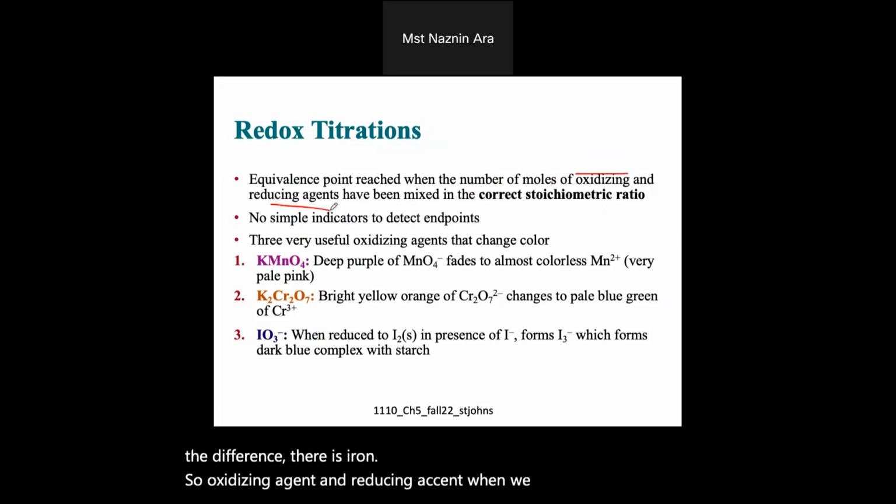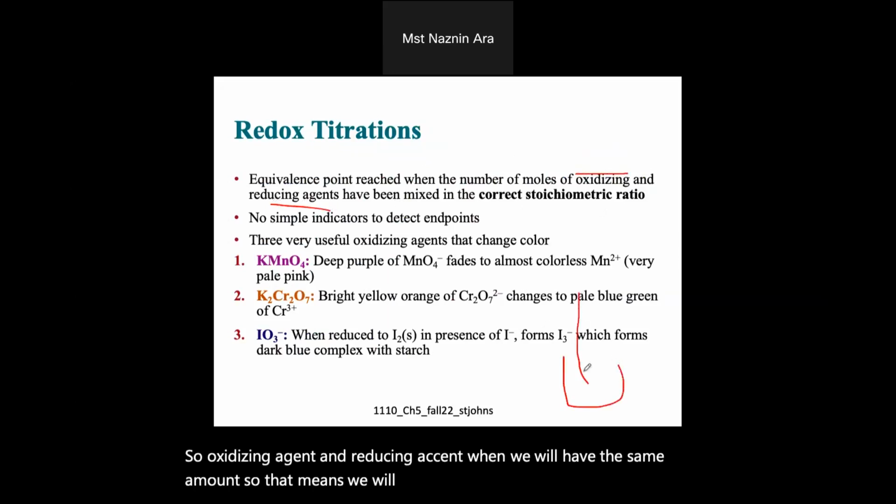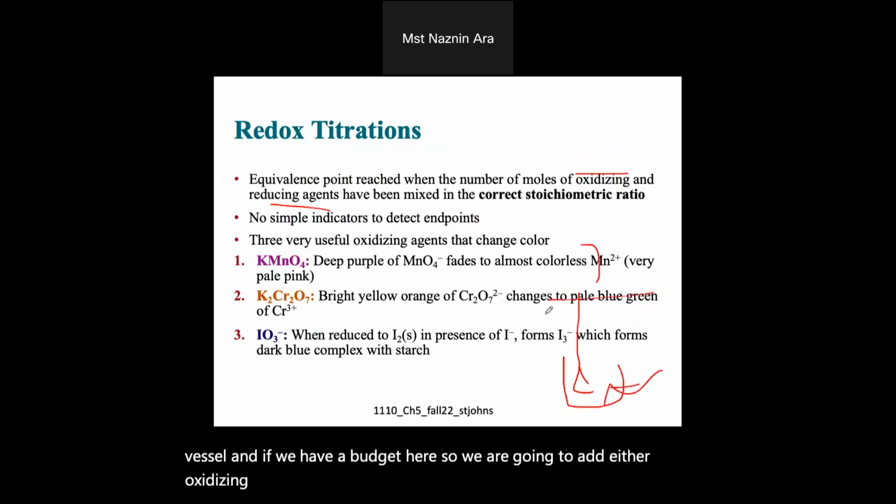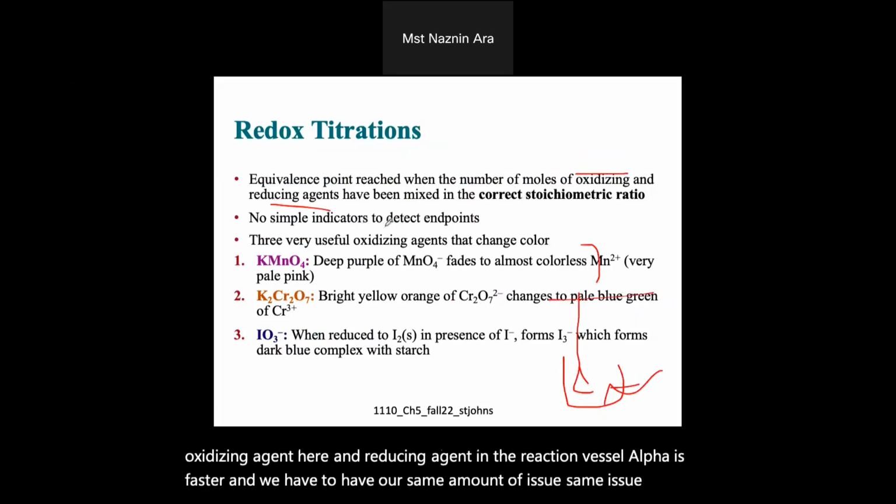So oxidizing agent and reducing agent, when we have the same amount. For example, if we have a titration vessel and a burette, we are going to add either oxidizing agent here and reducing agent in the reaction vessel, or vice versa. And we have to have the same amount or ratio. There is no simple indicator to detect this endpoint.